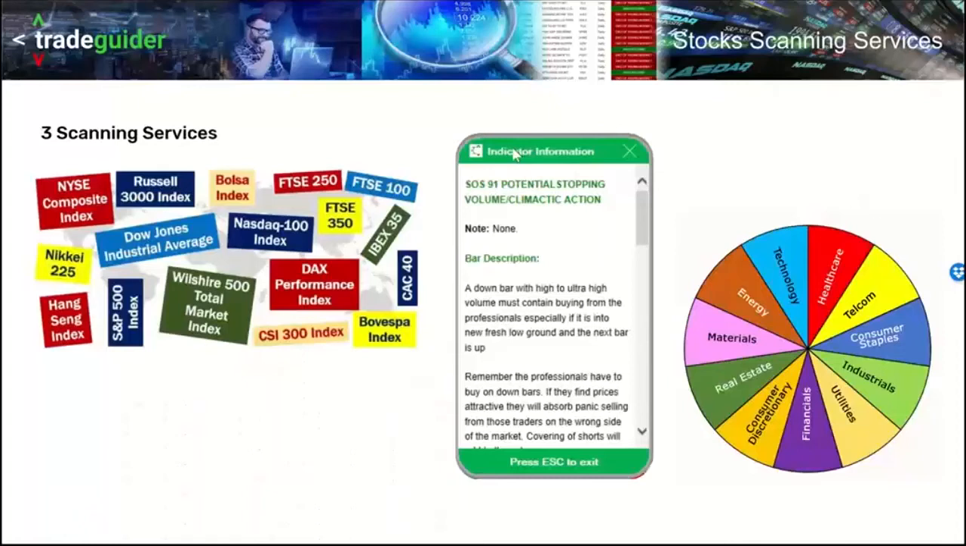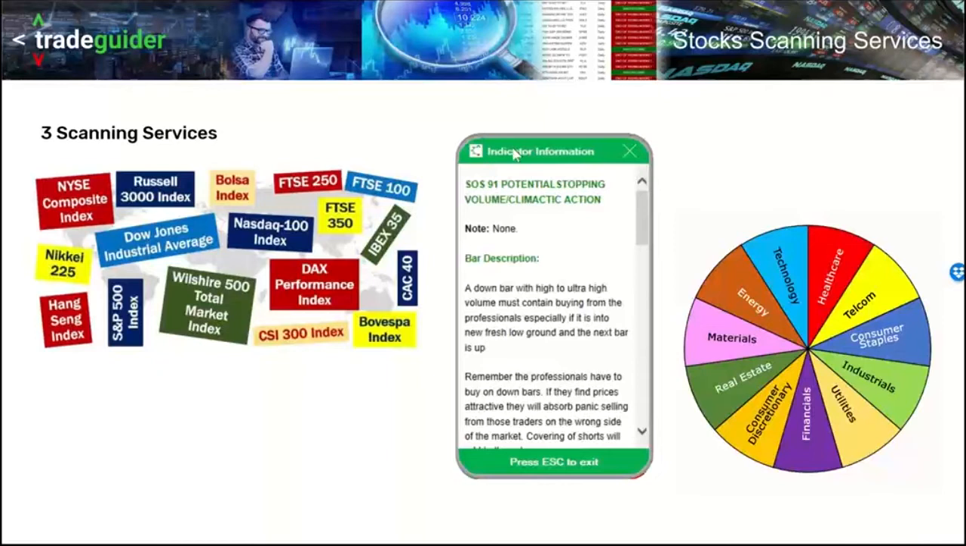We want to launch 3 new scanning services. The first is an index scanning service, which scans the major indexes, parent indexes, and shows outperformers and underperformers against that index. The second is an indicator scan, which compares literally thousands of stocks, looking for key VSA indicators that signal a change in market direction. Finally, a sector scanning service for stocks that overperform and underperform against a particular sector.